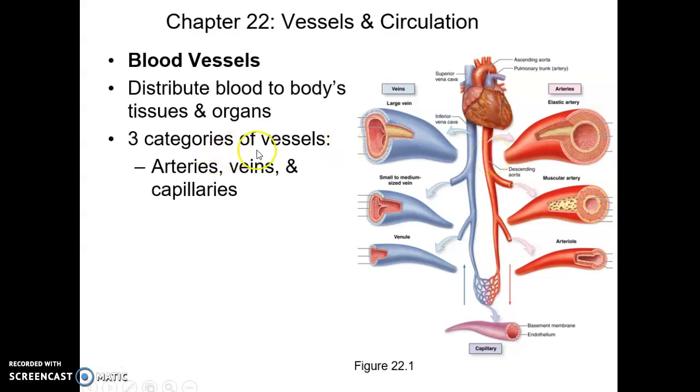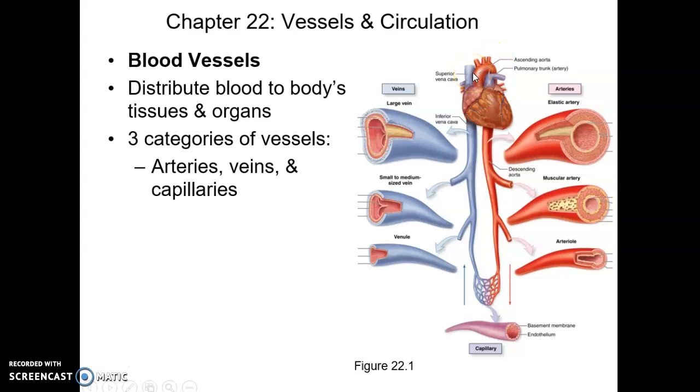Three categories of vessels. There are arteries, veins, and the capillaries. Arteries are always carrying blood away from the heart, with the exception of the cardiac circuit or circulation, in which case the coronary arteries are transporting oxygenated blood to the musculature of the heart, and those are always in red. And the cardiac veins in blue are transporting the oxygen-poor blood away from the heart tissue, back into the right atrium.